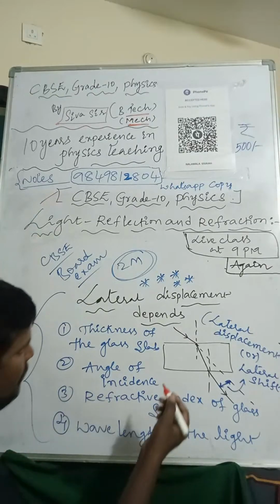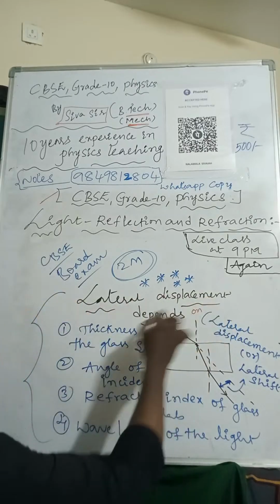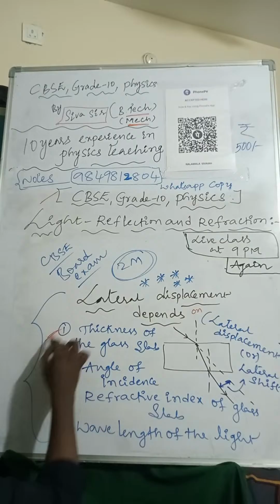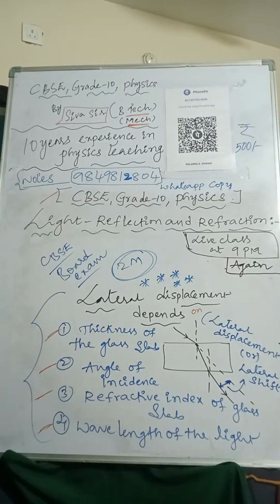Lateral displacement depends on the thickness of the glass slab, angle of incidence, refractive index of the glass slab, and wavelength of the light. These are very, very important, highlight points, damn sure points. It will be helpful for the exam. So make a note of it and just go through it.